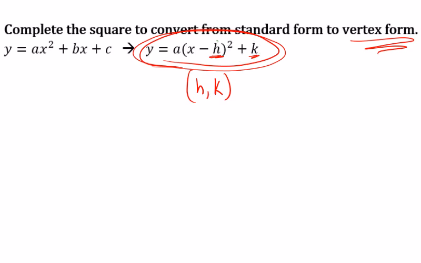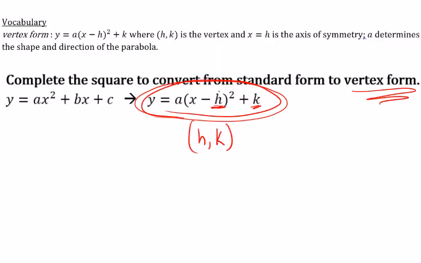All right. So this is vertex form. All right, and here's the definition of vertex form, right? And then the other thing I forgot is x equals h is the axis of symmetry, right? And then it says, like we talked about, A determines the shape, like how wide or narrow it is, and then the direction of the parabola.